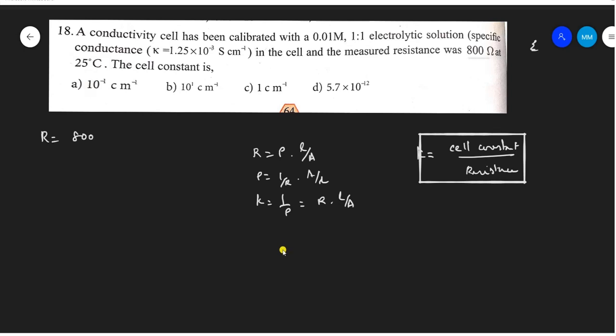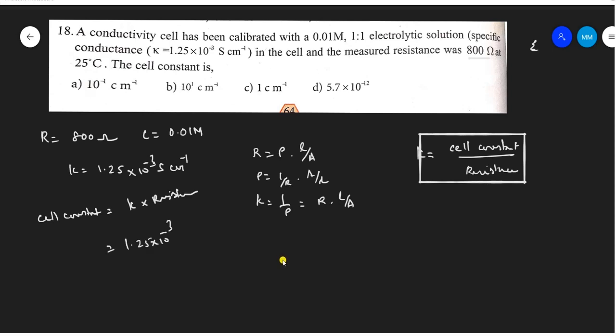Here it is given that the resistance R is equal to 800 ohm, the concentration is 0.01 M, and the specific conductance kappa is equal to 1.25 into 10 power minus 3 Siemens centimeter inverse. The cell constant is the question. So the relation is kappa equals cell constant by resistance, so cell constant is equal to kappa into resistance. Kappa is 1.25 into 10 power minus 3, and resistance is 800 ohm. So this is equal to 1000 into 10 power minus 3. The unit of kappa is Siemens centimeter inverse.